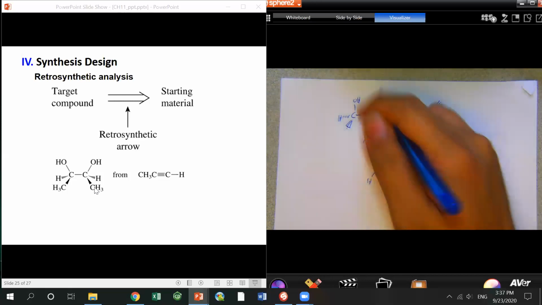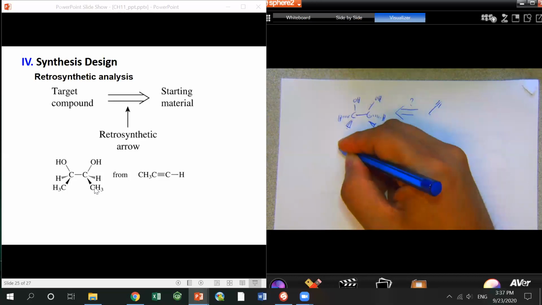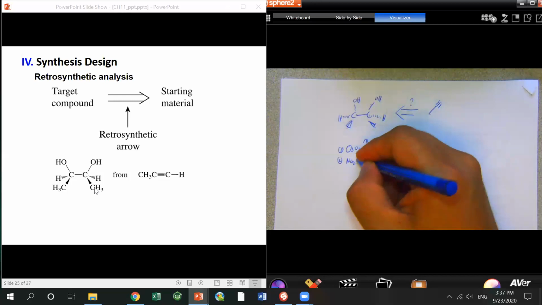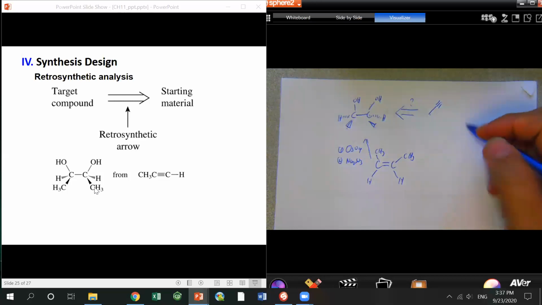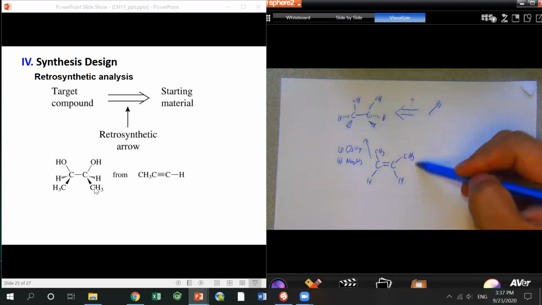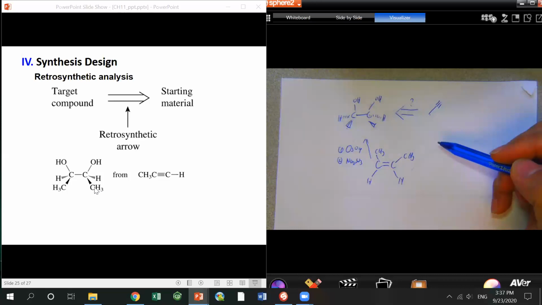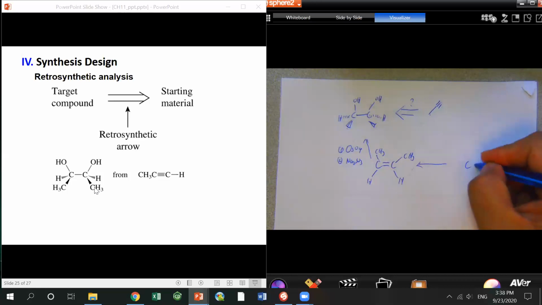So we work backward. Osmium tetroxide, followed by sodium sulfide. Next, to get this compound, we have to get this cis alkene. For the cis alkene from the alkyne, we learned that we can use the Lindlar catalyst, the hydrogenation case from the alkyne.